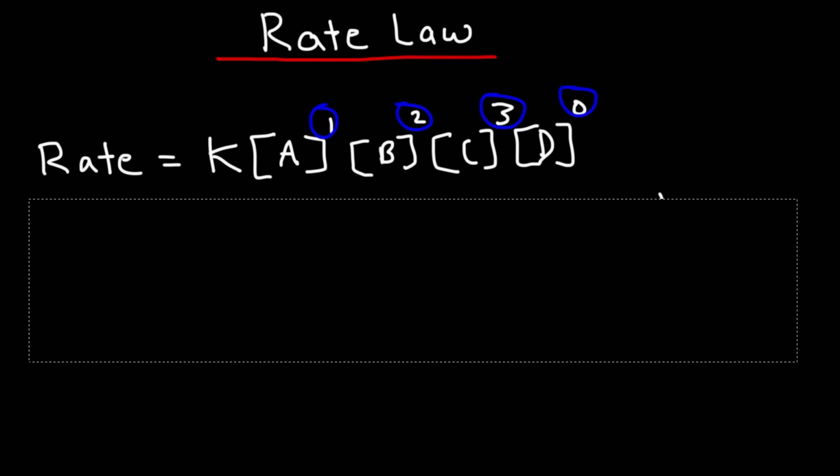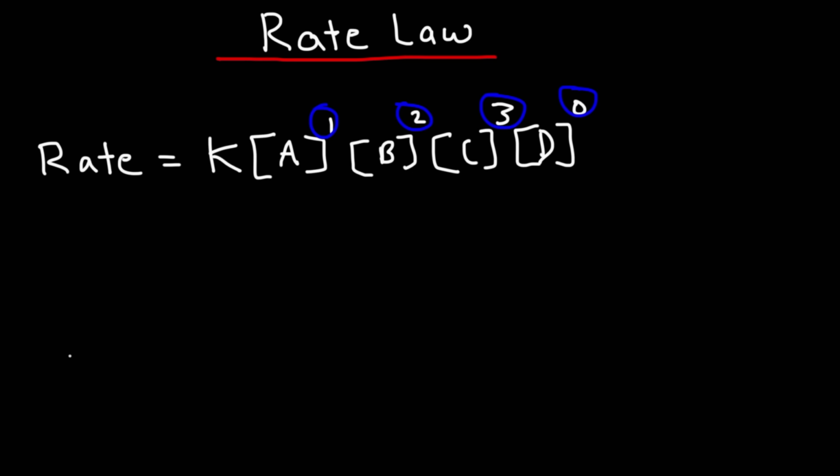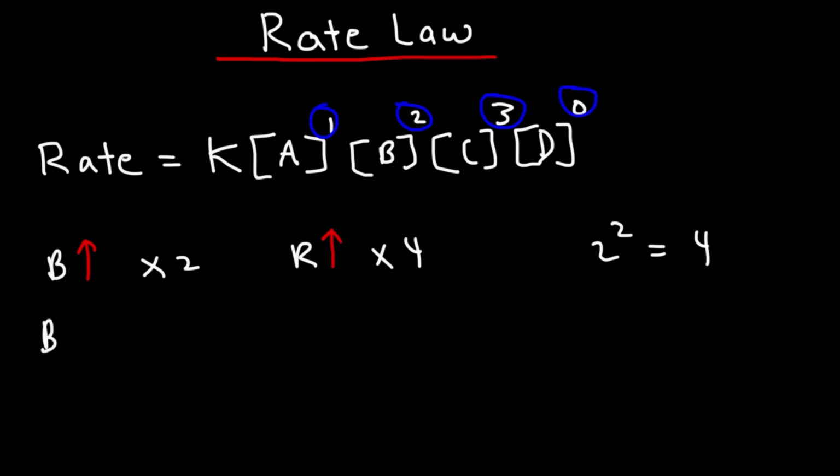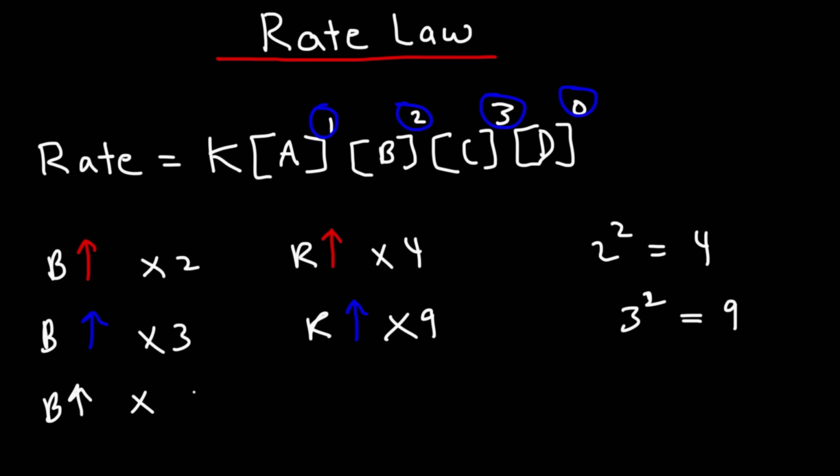Now what about B? What does it mean that it's second order with respect to B? If we were to increase the concentration of B, let's say by a factor of 2, the rate is going to increase by 2 squared. So it's going to increase by 4, because 2 squared is 4. If we were to increase the concentration of B by a factor of 3, the rate is going to increase by a factor of 3 squared. 3 squared, or 3 times 3, is 9. So the rate is going to increase by 9. If we were to increase the concentration of B by a factor of 4, 4 squared is 16. So the rate is going to increase by a factor of 16.